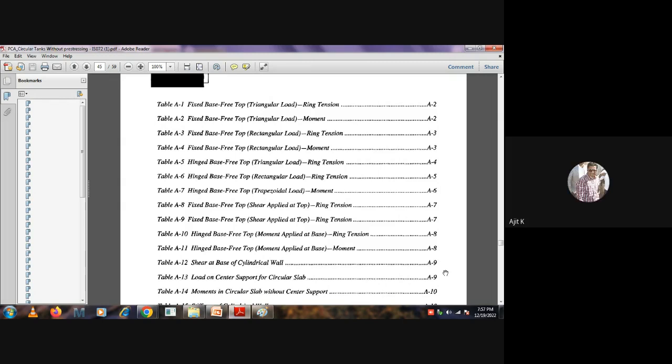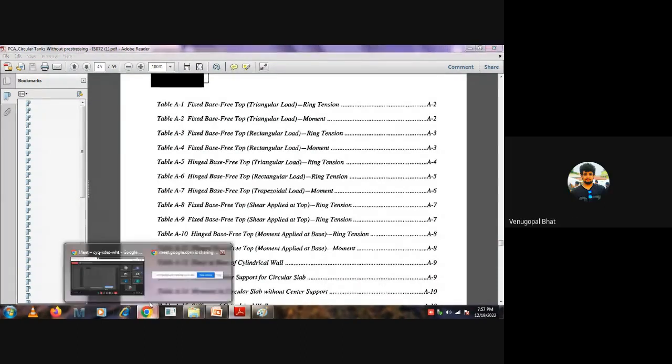So location and magnitude will change based on the support system. According to that, we are going to provide the steel, provide the detailing. Detailing is very, very important. Sir, how to find out which is hinge and which is fixed in the problems?